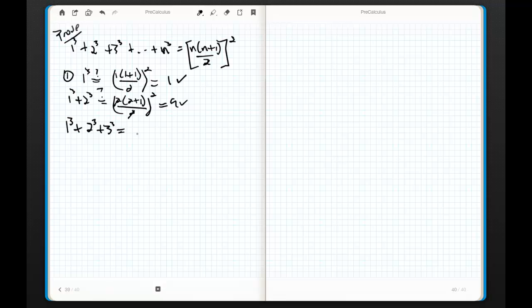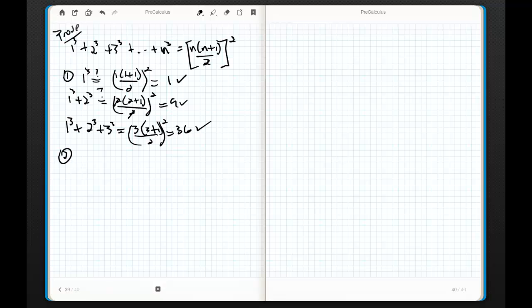So what is that? Oh, goodness. What's that going to be? It's going to be 27 plus 8 is 35 plus 1 is 36. So let's see. This is going to be 3 times 3 plus 1 all over 2 squared. Well, 3 plus 1 is 4. 4 divided by 2 is 2. 3 times 2 is 6. 6 squared is 36. Outstanding. Nice.